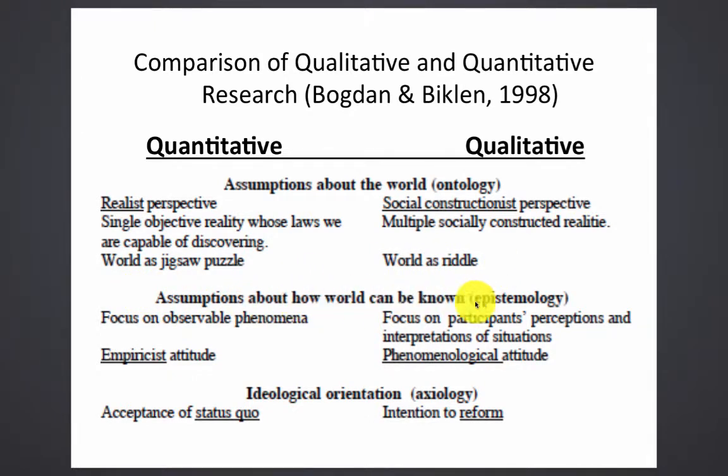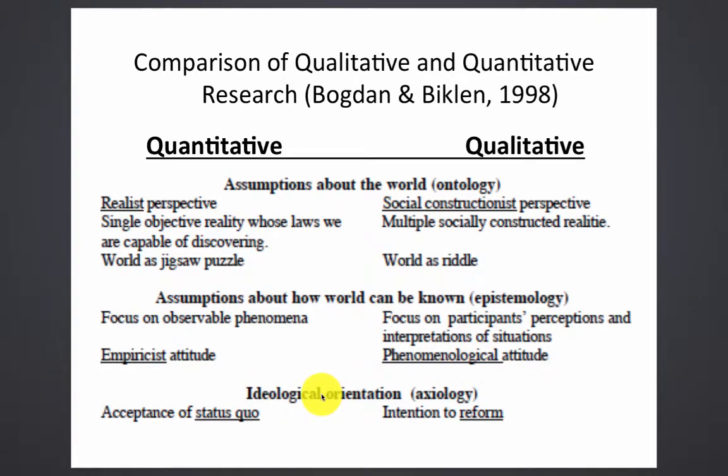Assumptions about how the world can be known, which is your sort of beliefs about learning, is that in quantitative research we focus on observable phenomena. We take this empiricist approach, we design experiments, we are very meticulous and procedure based, whereas in the qualitative world we focus on trying to describe perceptions and interpretations of situations and bringing a rich, detailed understanding of how one person to the next might experience a phenomenon.